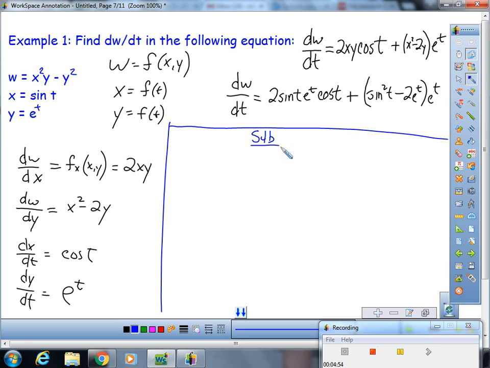All right, so all you would do is take your original W function and substitute it in. So that's equal to sine squared t times e to the t minus e to the 2t. Did I do that right?